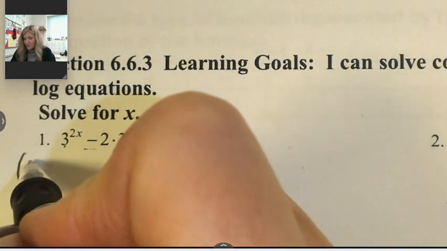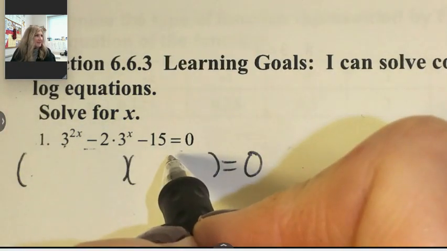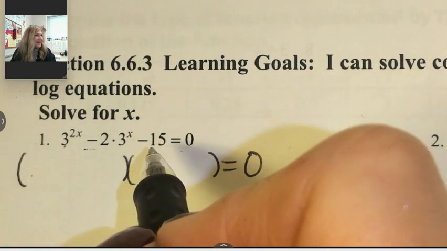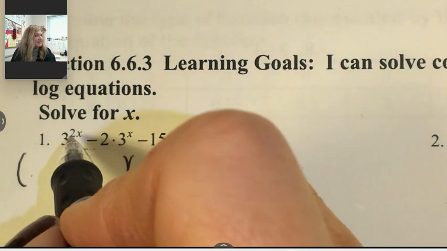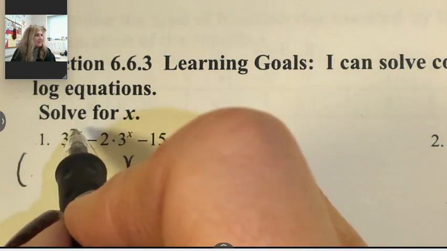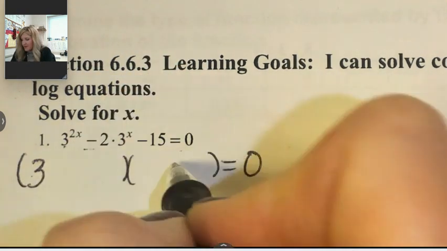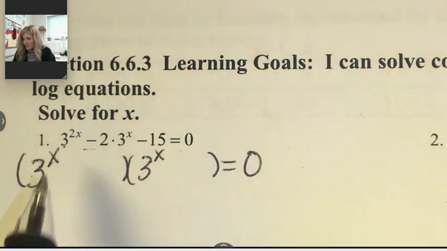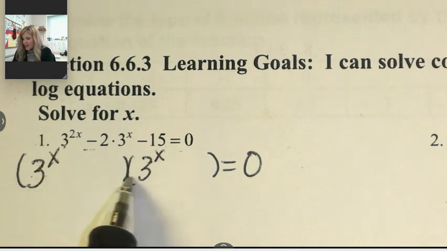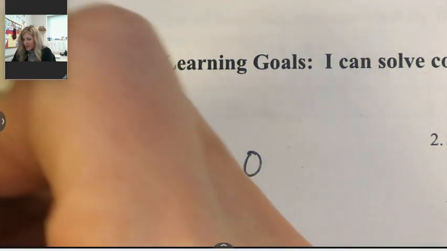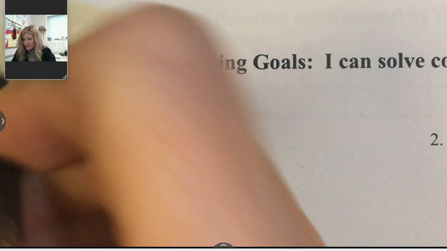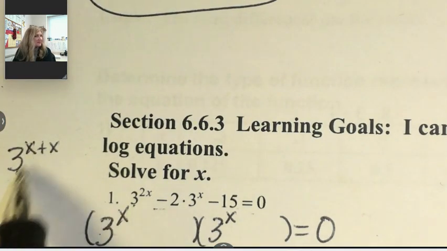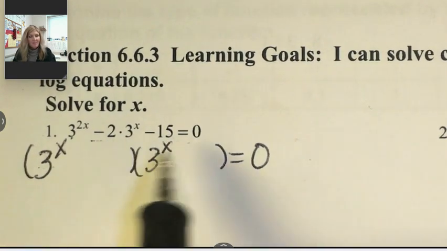So my other class said 3 squared times 3 to the x. But when we're multiplying, if our bases are alike, we add the exponents. Would 2 plus x give us 2x? So what are we going to do instead? 3 to the what? Okay, let's see if that works. If I multiply these, my base stays the same, and I add my exponents. Is that going to give us 3 to the 2x? Yes, so that's correct. Good job.